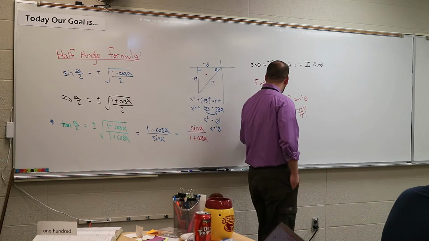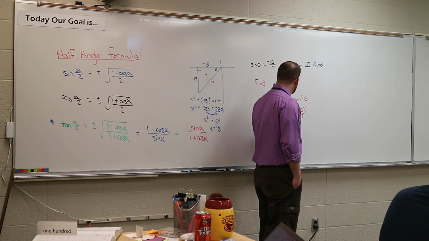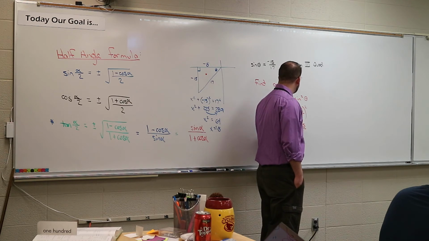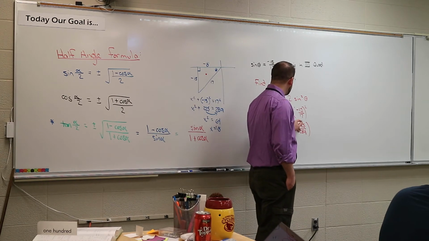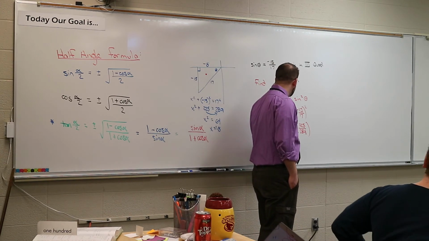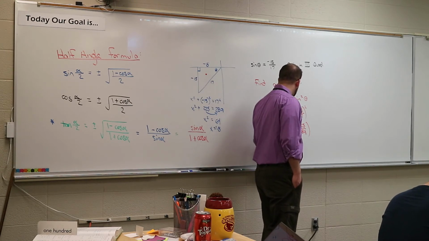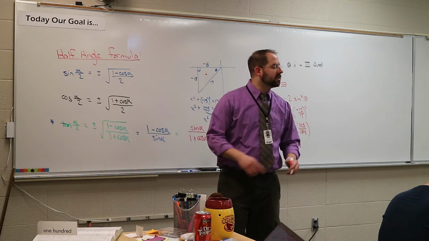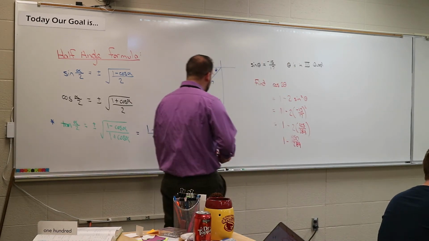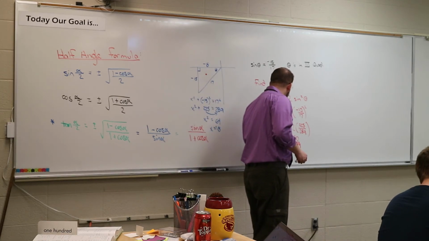Now, on this one, you're going to square the 15 over 17, which is 225 over 289. We're going to take it times 2, and then we're going to subtract it from 1. Well, if I multiply by 2, that's 450 over 289. And I'm going to subtract straight across, and that means I have to change this one to be 289 over 289.